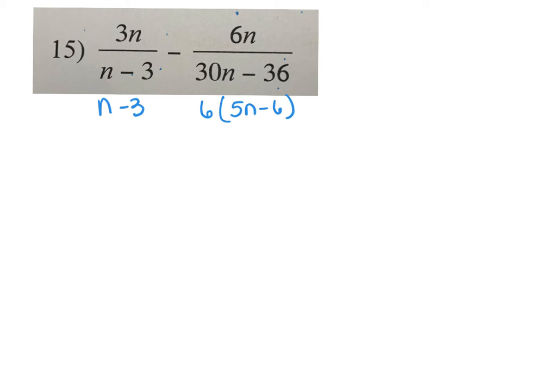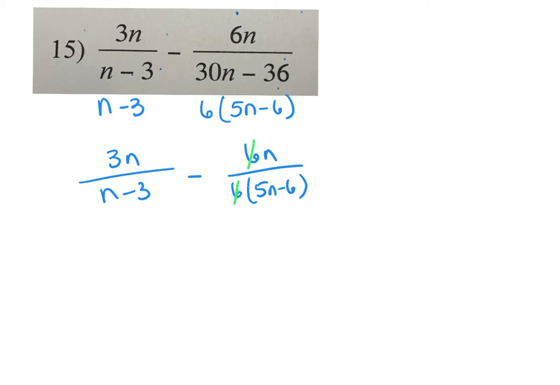5n minus 6. So my common denominator here... and actually, think about this. You can simplify before you go. So I have 3n over n minus 3 minus 6n over 6 in 5n minus 6. You would simplify fractions before you added them, right? So I can actually simplify this 6 out before I add.